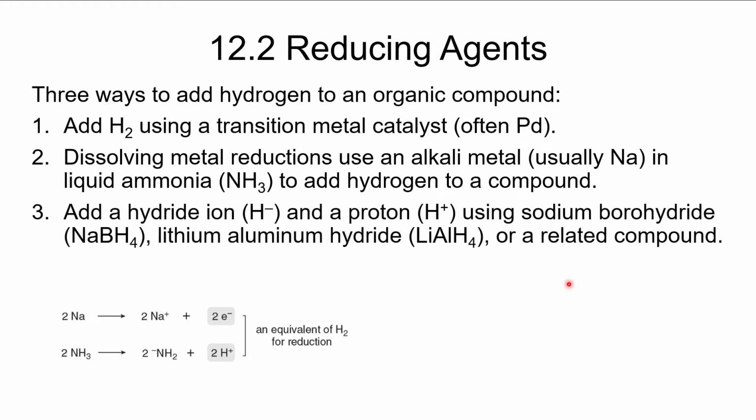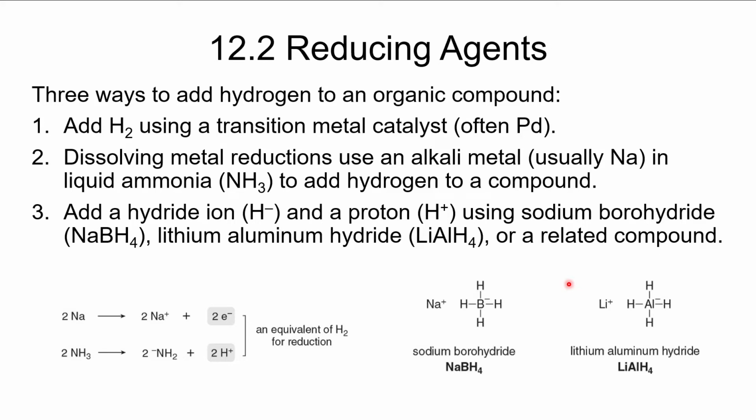And then another reducing agent that we can use is something that's called hydride. And there are a number of hydrides. There's hydrides that are sodium borohydride, lithium aluminum hydride, and some related compounds that are similar to these two. The one we're going to talk about a little bit in this chapter is lithium aluminum hydride. In a later chapter, we will discuss sodium borohydride. And then also in a later chapter, we'll discuss some alternatives to sodium borohydride and lithium aluminum hydride that change the reactivity.